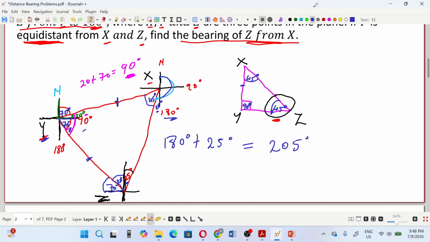This 180 plus the 25 degrees that we have there gives you 205 degrees. So you can now say that the bearing of Z from X is equal to 205 degrees, right?